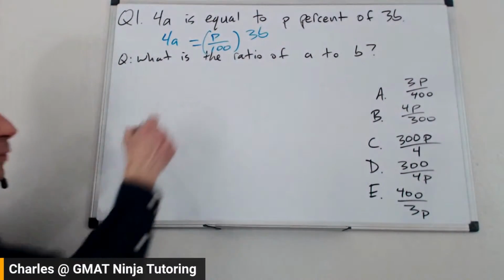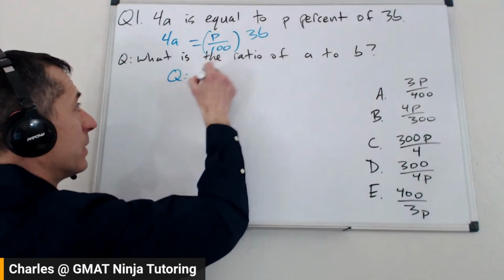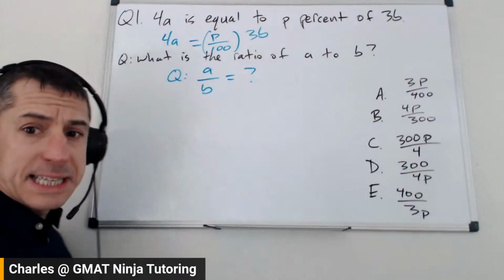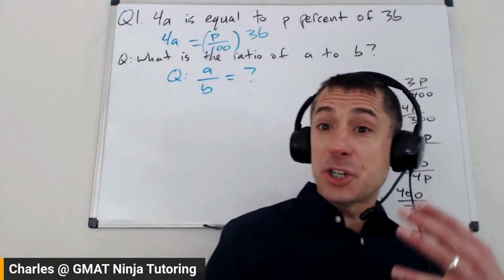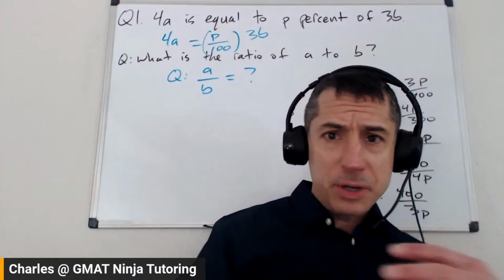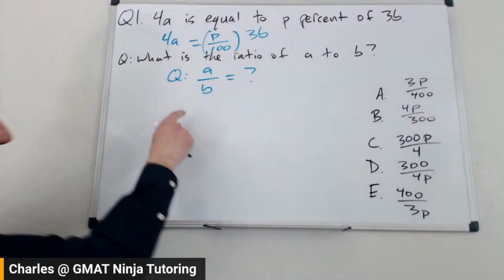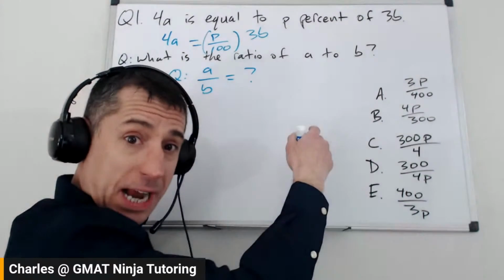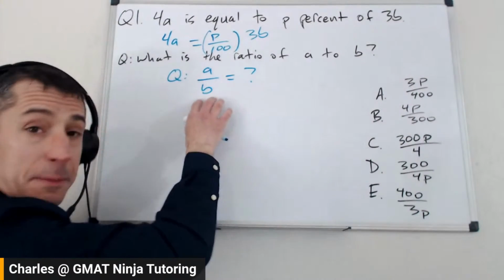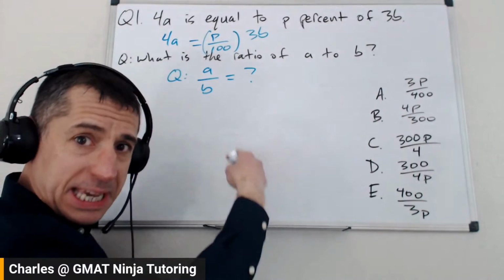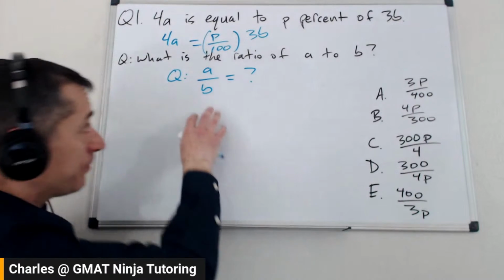What's the question asking for? Ratio of a to b. Again, we just want a over b. That's it. A very, very common feature of GMAT algebra, regardless of whether we're in a percent question or something else, is they're going to ask you not to solve for x, not to solve for a single variable, but something a little bit more complicated, a plus b, a over b, something like that, where it's a compound thing.